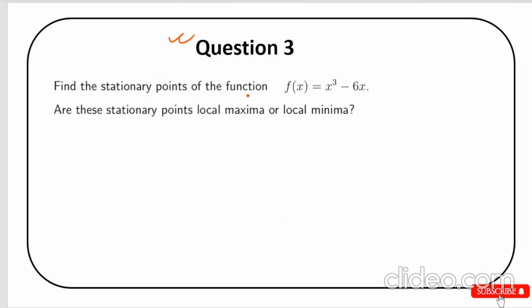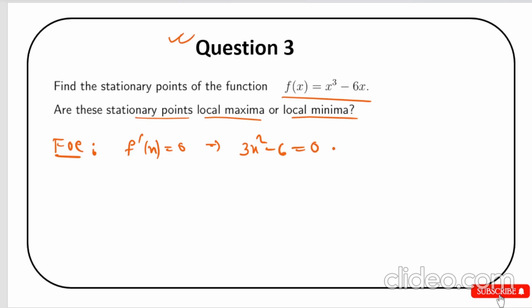It says find the stationary points of the function f(x) is x cube minus 6x. Now it says what are the stationary points, and are the stationary points local maxima or local minima, right? So here you have to check both the first order condition and the second order condition. The first order condition is f prime x is 0. So find out the first order condition and equate it to 0. So it will be x square minus 2 equals 0, or x is plus minus root 2, right?